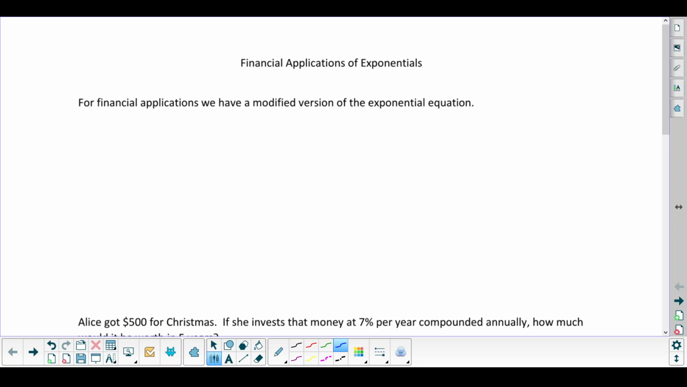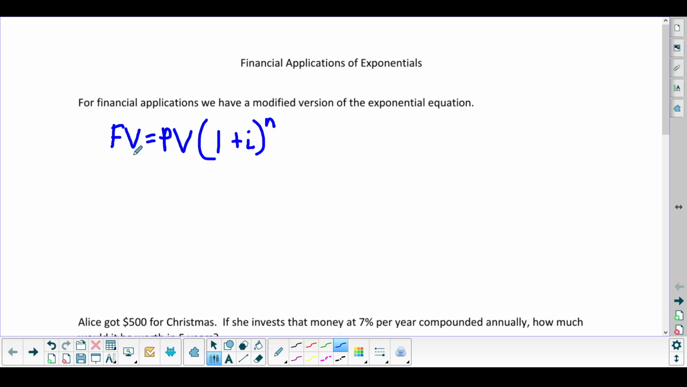All right, so we're going to start looking at financial applications of exponentials. When we're doing financial applications, we're going to use a slightly modified version of our equation, just with some more financial terminology in it. So the new version looks like this: FV equals PV times (1 plus i) to the power of n.